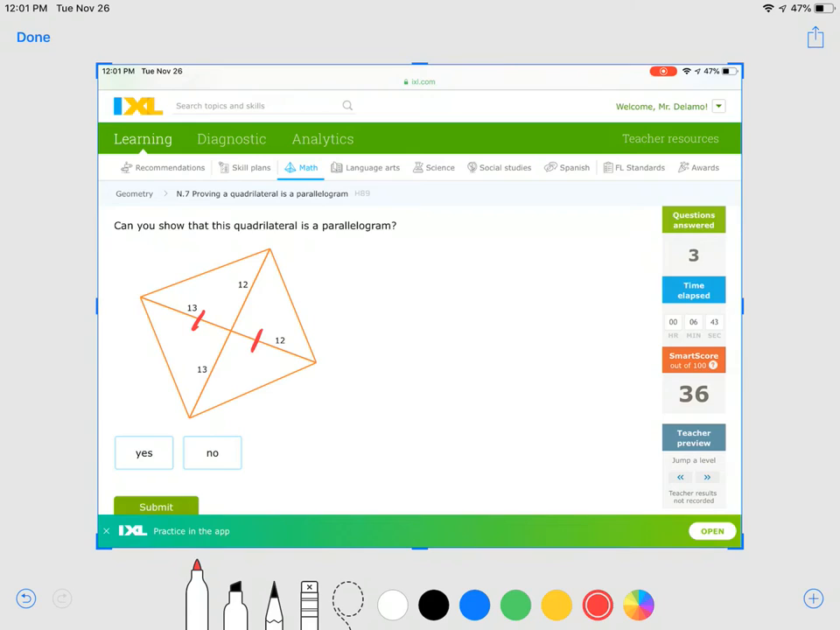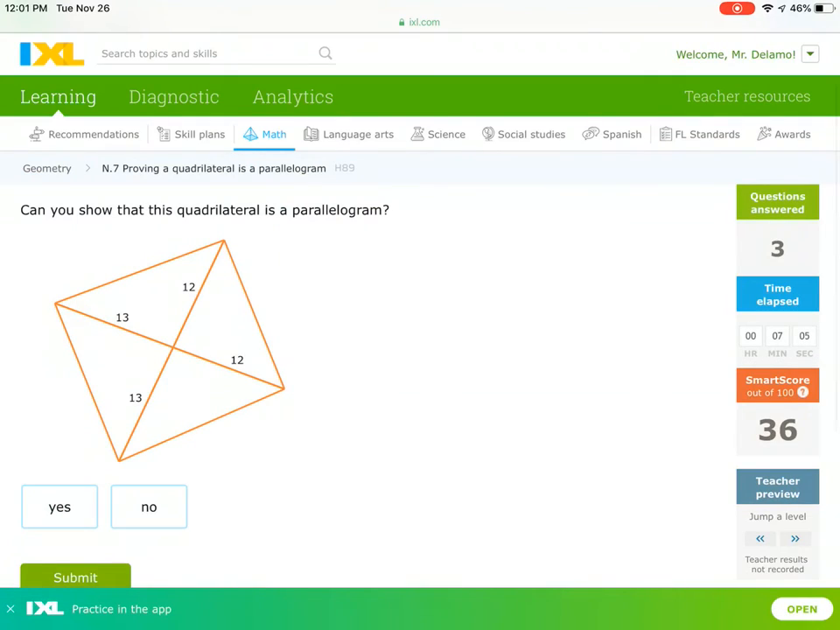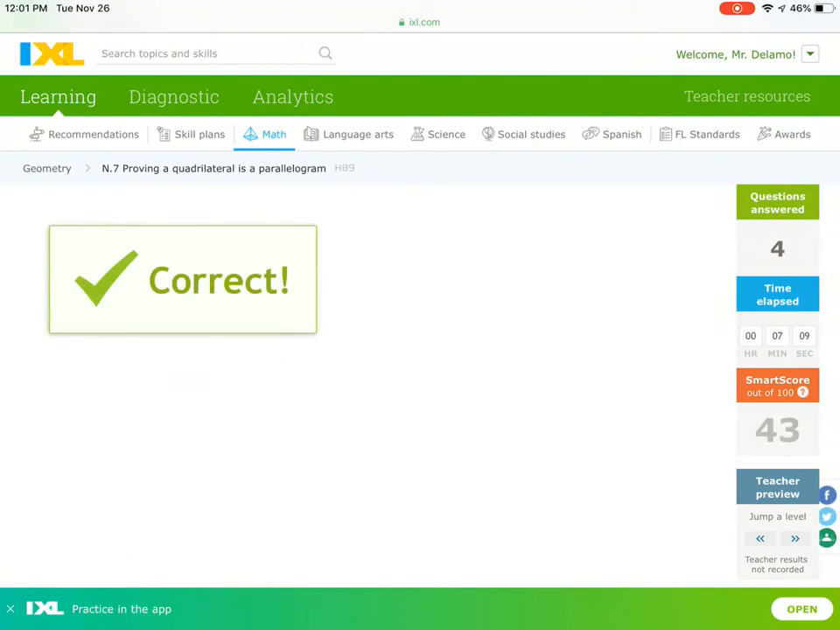It should be that this is the same as this, and it's being cut in half by this. But that's not what's going on here. We've got a 13 and a 12. So this is a no. The diagonals are not bisecting each other, so this is not a parallelogram. Submit.